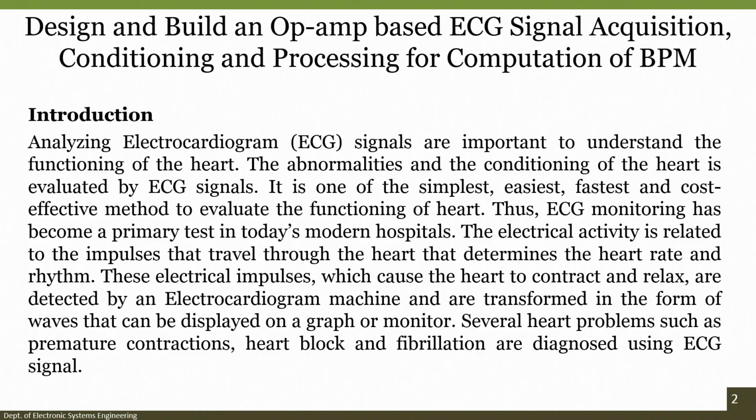So, we are going to design and build an op-amp based ECG signal acquisition, conditioning and processing of the PQRS wave and compute BPM. So, the whole idea is that we will be acquiring the ECG signal and we will extract the QRS out of it, and we will calculate how many QRS peaks we are getting in a minute. That gives us BPM.